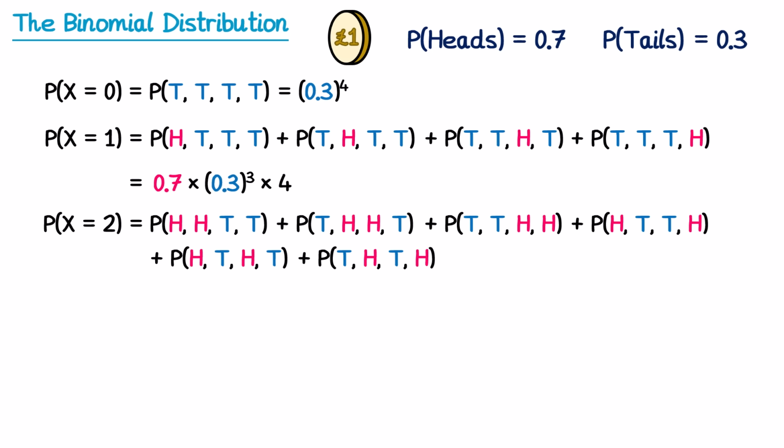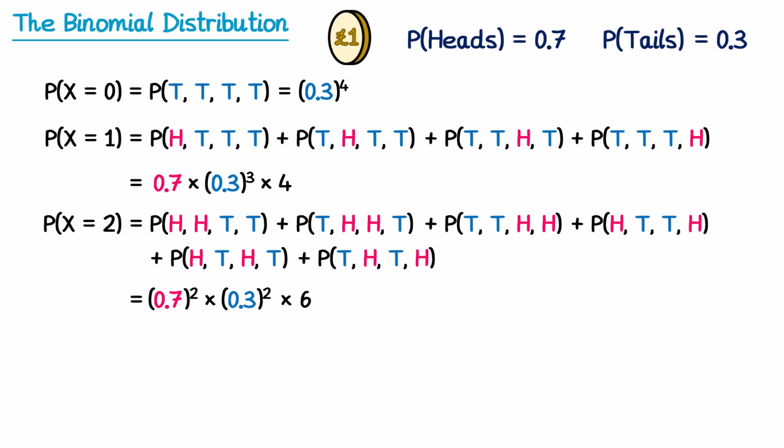For this one, we can speed up the process since we know each of the brackets is going to give the same calculation, so we'll just do the first one and multiply it by 6 since there are 6 of them. For the first one, we would have heads, heads, so that's 0.7 times 0.7, or 0.7 squared, and then tails, tails, so 0.3 multiplied by 0.3, which is 0.3 squared, and there are 6 of them, so we would multiply this by 6.